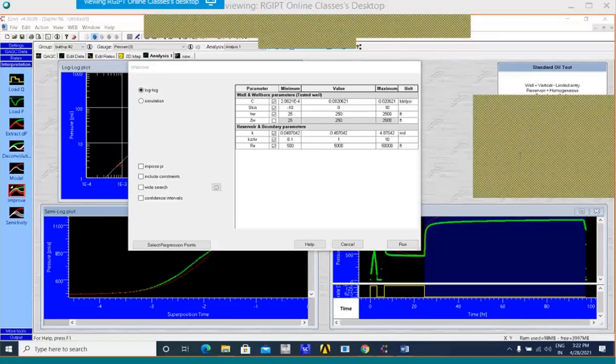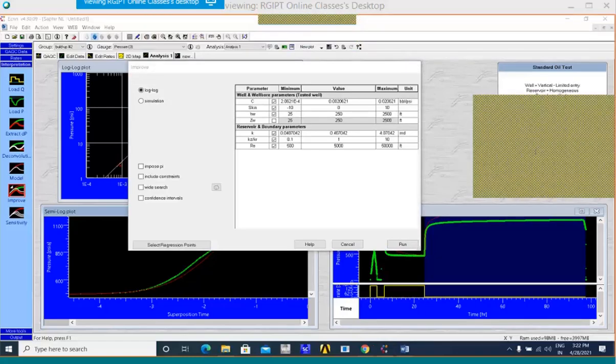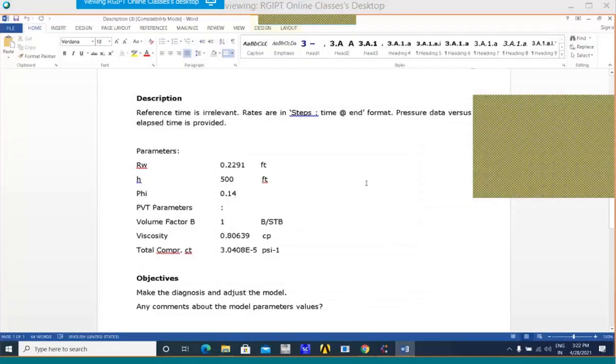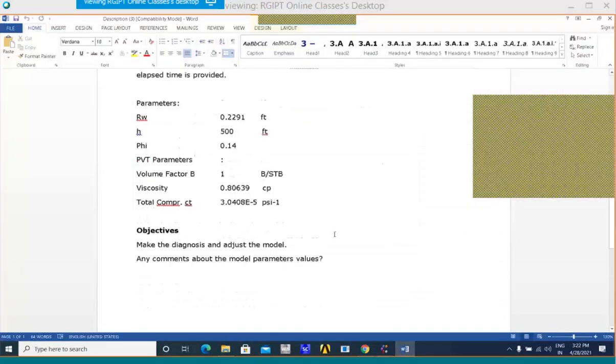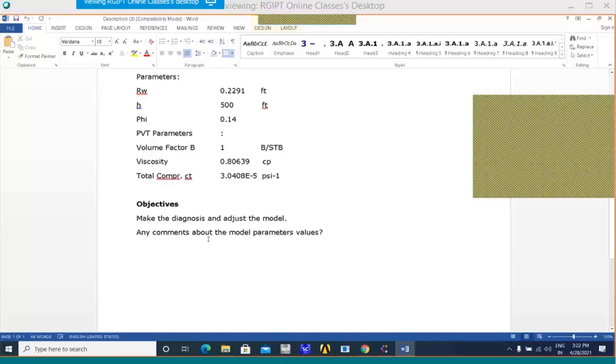Yes, I have a question here. Sir, did we specify? Yes, Amir. I'm saying the same thing because we did not specify ZW and HW. Therefore, the same information was also not given in the description. If you look at the description, nothing was given to me. But what was suggested? Make the diagnosis and adjust the model.